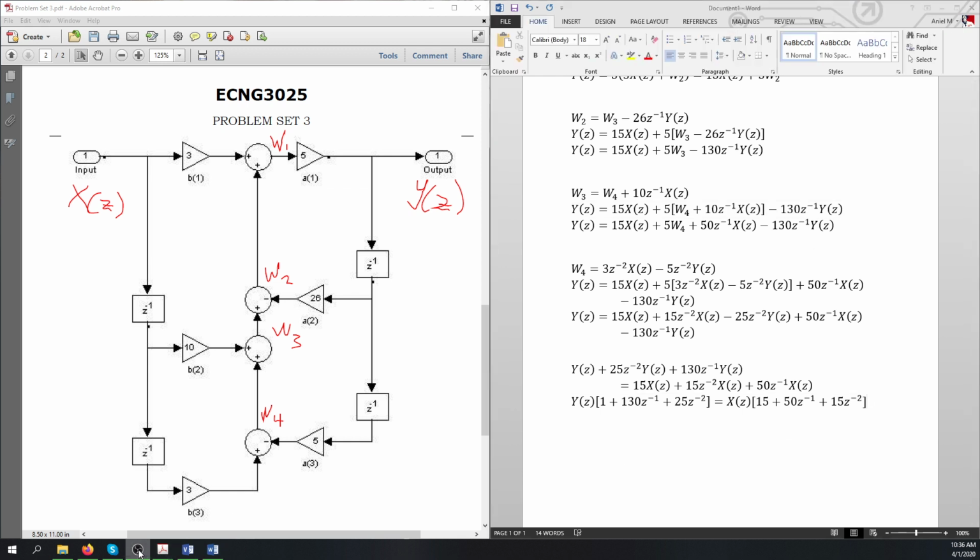Alright, so let me just double check my arithmetic here for a little bit. Minus 25 z to negative 2, that's minus 113, that's right. Okay, yeah, so I'm okay. So it should be 15, that's 15 z to negative 2 minus 25 that, plus 50 z to negative 1 minus 30, that's right. This would be 1 plus 130 plus 25. Okay, good. So now that we have it in terms of y and x, we can basically get this in terms of y divided by x.